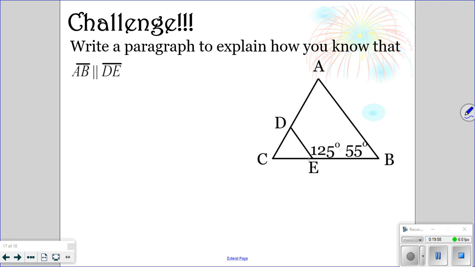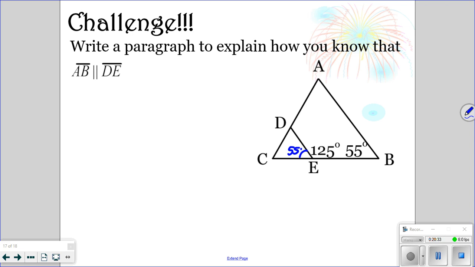The measure of angle here has to be supplementary to this 125. So the measure of angle CED has to equal 55. It has to add up with 125 to equal 180. And then we have corresponding congruent angles. So that means that these two lines are parallel.